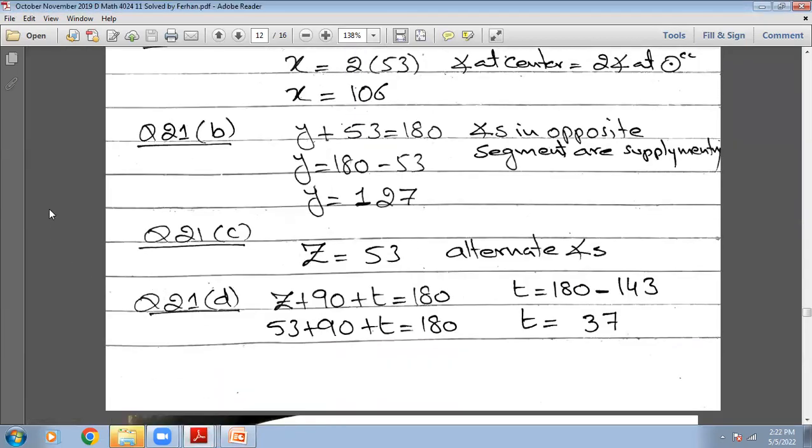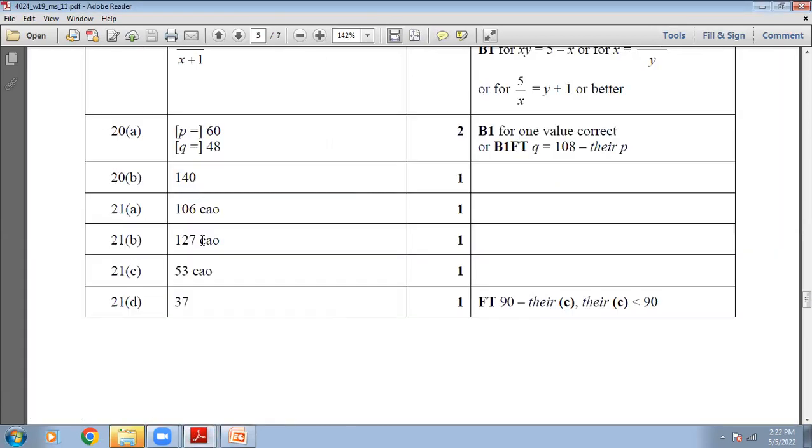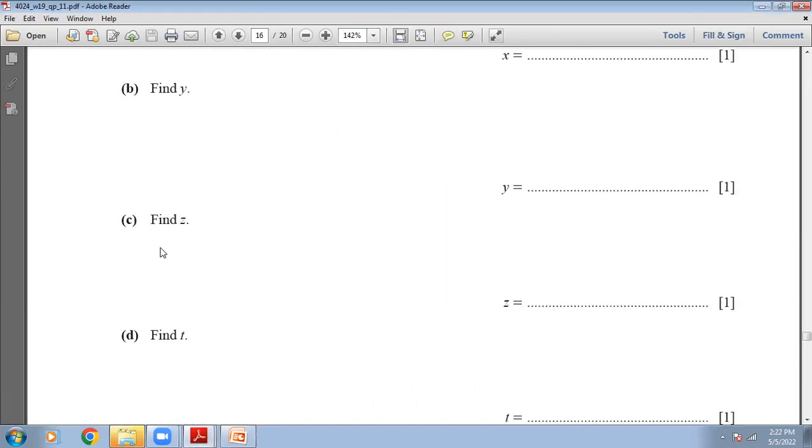Let me show you. Y plus 53 is equal to 180. Angles in the opposite segment are supplementary. So y will be equal to 180 minus 53. So y will be equal to 127. The value of y will be 127. 127 is the right answer, sir. Okay, so we know the value of y now.